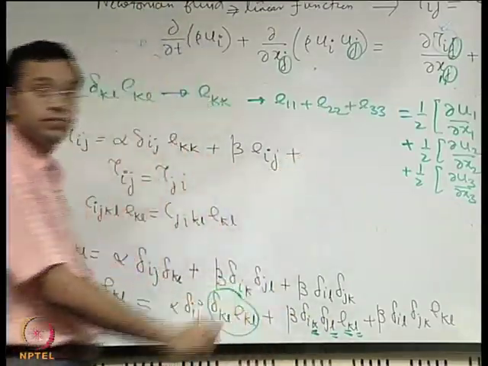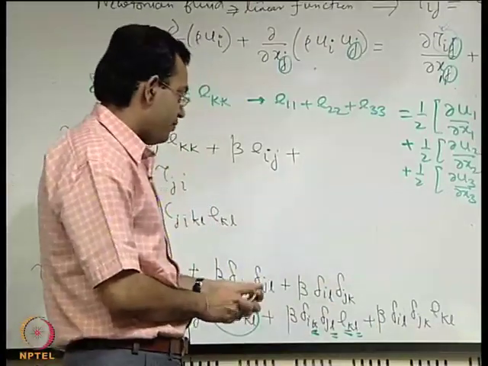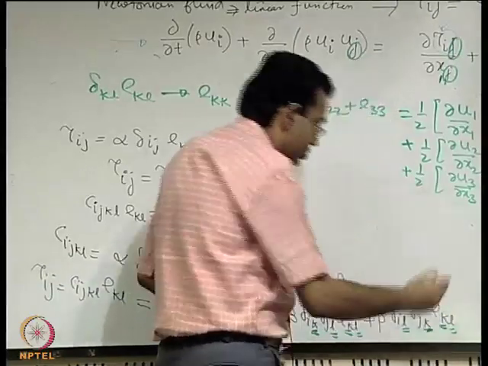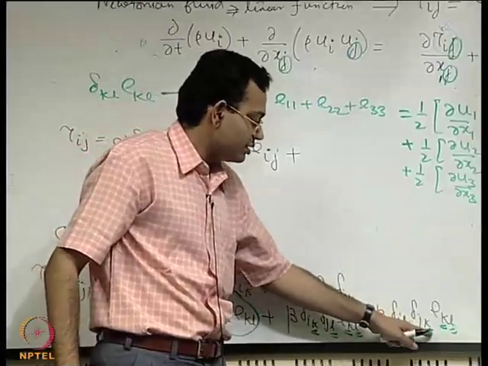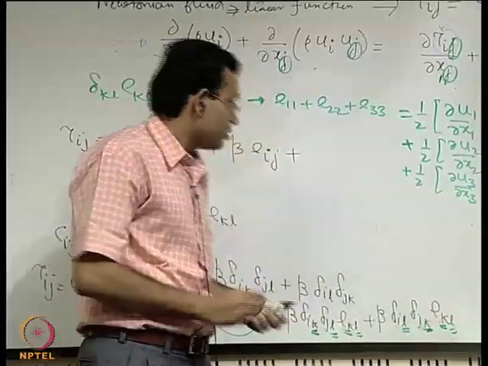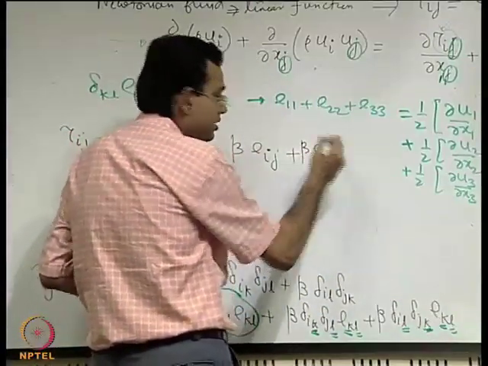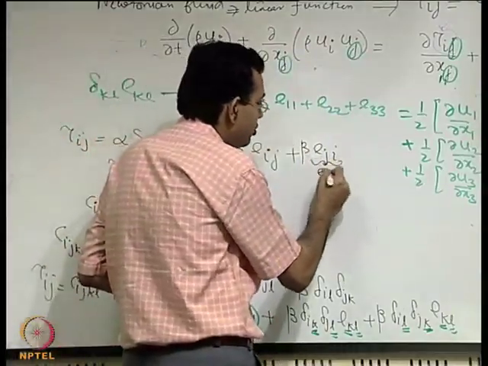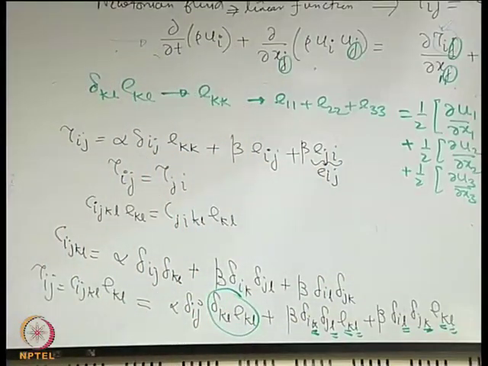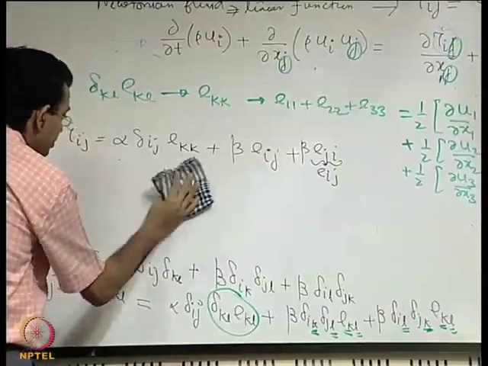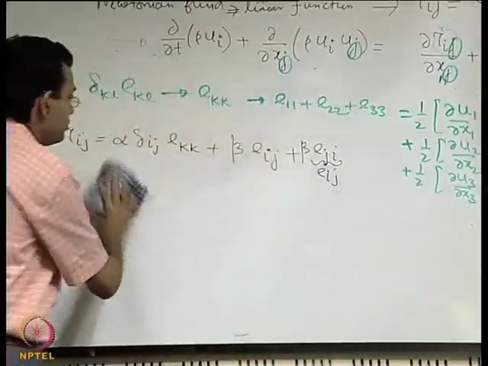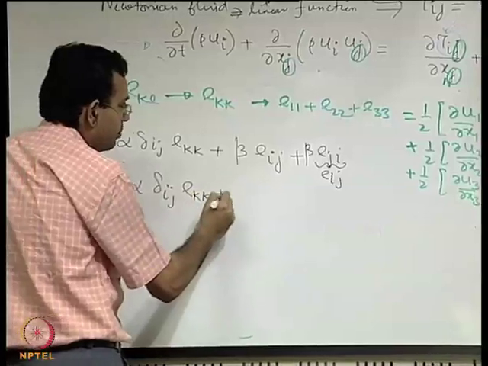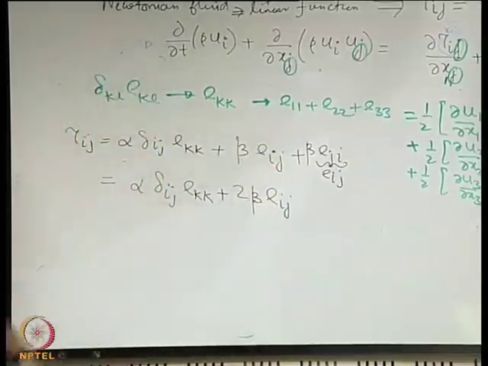The next term, you have here again, you see what are the repeated things? You have k and you have l. So, again when l equals i and k equals j, so plus beta e ji, and the rate of deformation is a symmetric tensor, we have already seen. So, e ji is equal to e ij. That means we are able to write tau ij in the form alpha into delta ij into e kk plus 2 beta e ij.